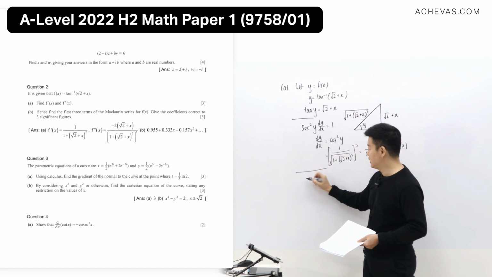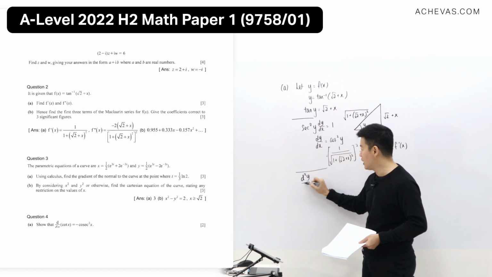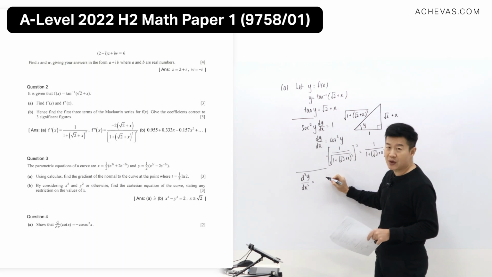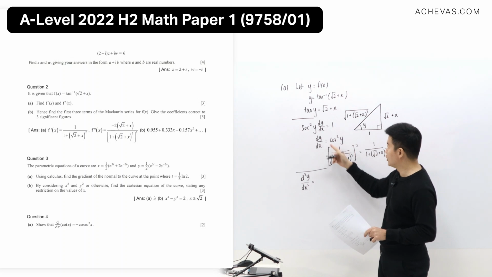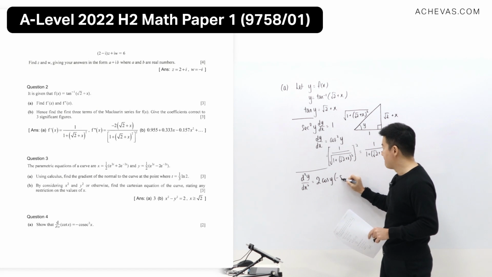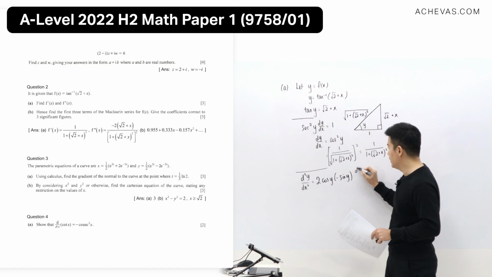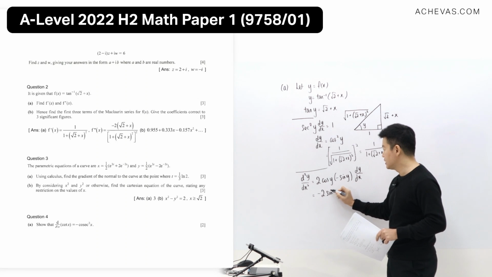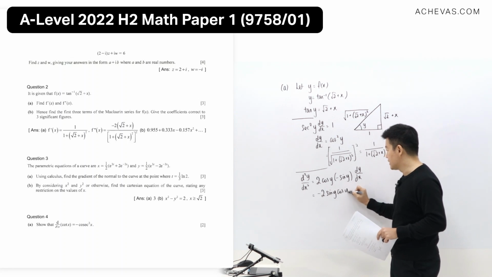So I'm going to differentiate this to get d squared y dx squared, which is going to be f prime prime x. Differentiating this with respect to x, we are doing an implicit differentiation. It is going to be 2 cosine y minus sine y, then dy dx, which will be minus 2 sine y cosine y dy dx.